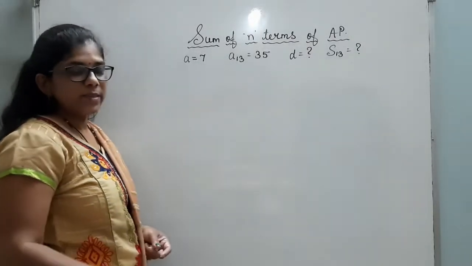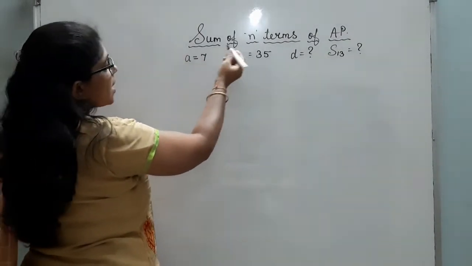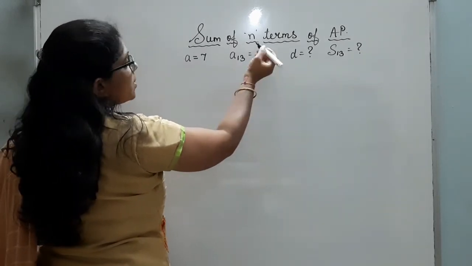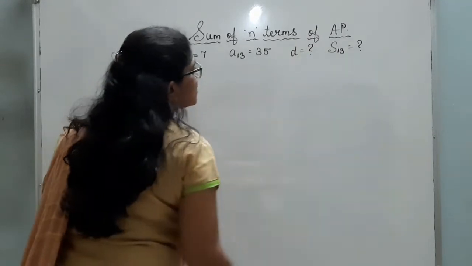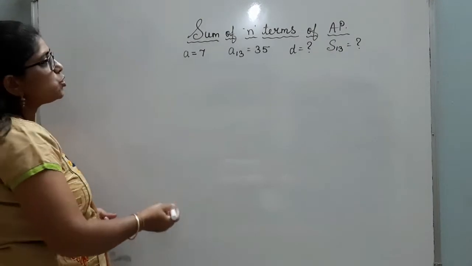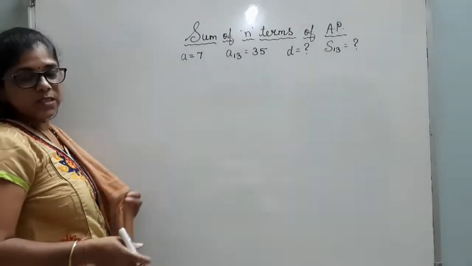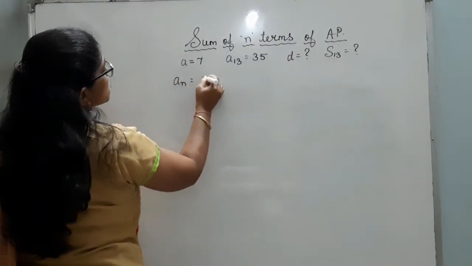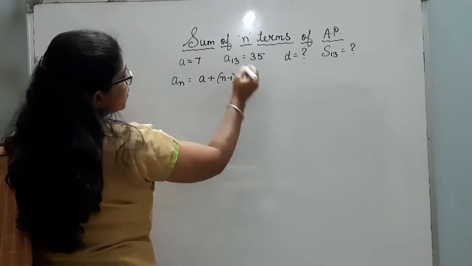Now let us see one more example. Here the first term a is 7 and a13, that is the 13th term, is 35. Here we have to find the common difference and the sum up to 13 terms. Now before we go for any formula, we should know what is the common difference. Already in our first video, we have seen the formula for the nth term of an AP. That is an = a + (n - 1) d.